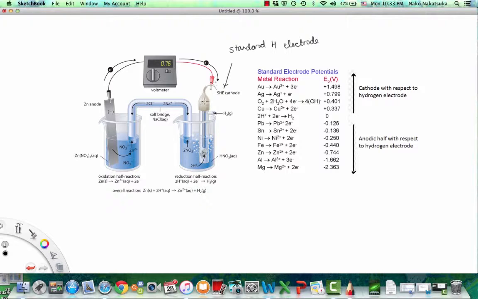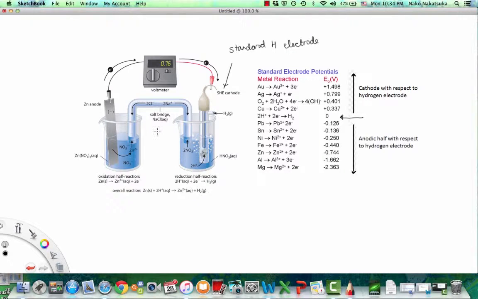And based upon the standard hydrogen electrode, we have standard reduction potentials, or E0 values, that are tabulated for compounds with respect to the standard hydrogen electrode. And so as you can see, this is the standard where the E0 is going to equal 0. And so for any other metal that you put in the other beaker, you can get the reduction potential with respect to this. So we're going to have positive values up here, which is a cathode with respect to the SHE, and we have anodic halves with respect to the SHE down here.